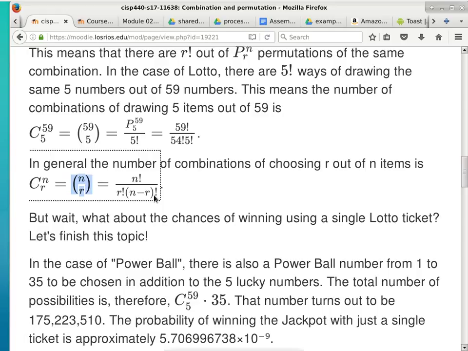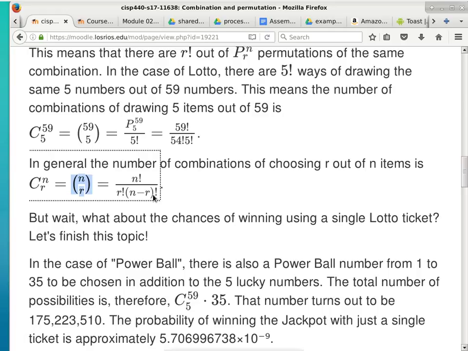So for each combination of 5 balls, there are 5 factorial permutations. So when you look at the number of combinations, you just have to divide the number of permutations by the number of permutations once you have chosen those 5 objects. But the definition of combination is n factorial divided by r factorial, and then in the denominator you also multiply that by n minus r factorial.